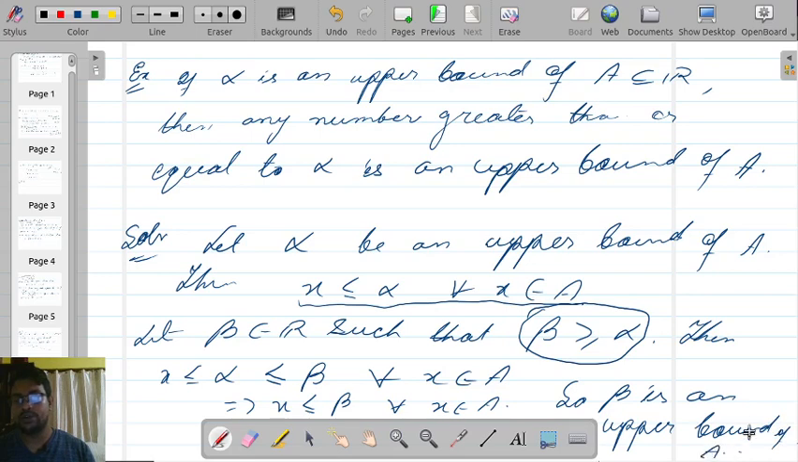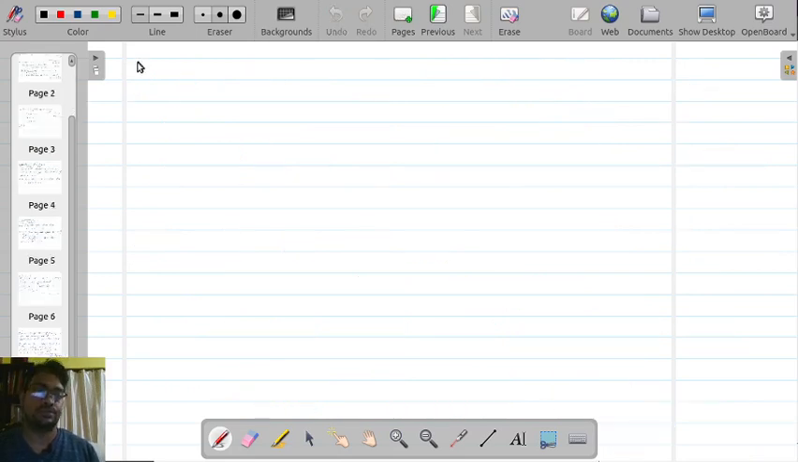So any number greater than an upper bound is also an upper bound. So if a set has an upper bound, it actually has infinitely many upper bounds.